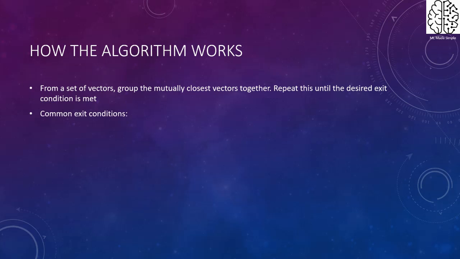So what are some common exit conditions? Exit conditions, first of all, are reasons to stop iteration or iteration cycles. Again, more on this later. This is just a basic overview. We'll get into the nitty-gritties in a minute. Some common exit conditions we might want to use are a desired number of clusters have been created, because what we're going to be doing is taking data sets.